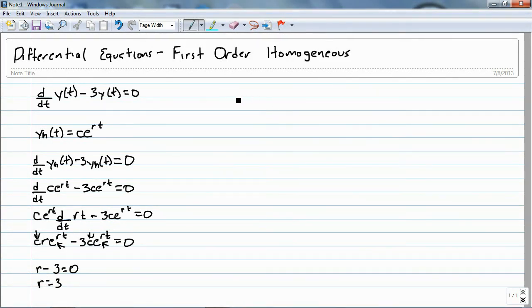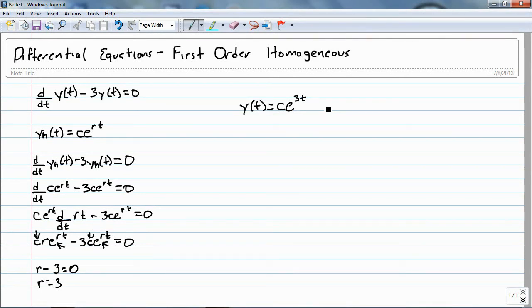So my homogeneous solution, which is just going to be the solution that I'm looking for, is going to be C e to the 3t. Now you can put that formula back into our original differential equation and you should come up with 0.